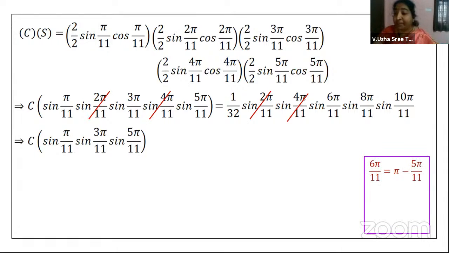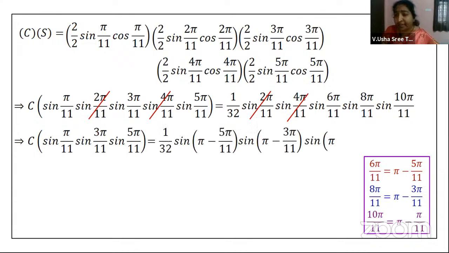6 pi by 11. Just now when we solved the previous problem, this type of simplification we have taken up, right? 6 pi by 11 can be taken as pi minus 5 pi by 11, and also 8 pi by 11 can be taken as pi minus 3 pi by 11, and 10 pi by 11 can be taken as pi minus pi by 11, right? We will just replace 6 pi by 11, 8 pi by 11 and 10 pi by 11 in the problem with the values we got over here.